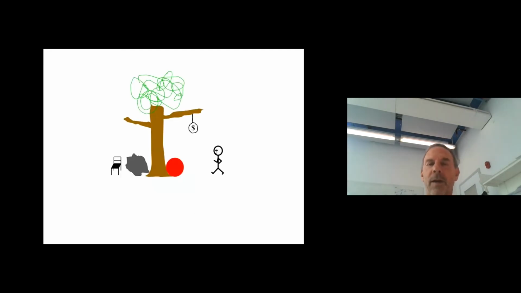Here's another one. You come across some money hanging from a tree. What do you do? Well, it's pretty easy. You move the rock over, you put the chair on top, you climb up and get the money. And this is something you can do if I change the color of the chair, put it upside down or behind the rock. It has no effect on your ability to solve this problem. And you might even say, this is too good to be true and walk away.